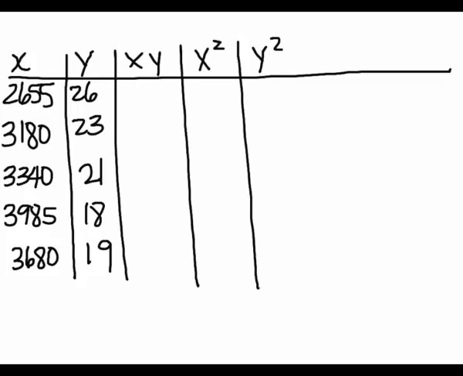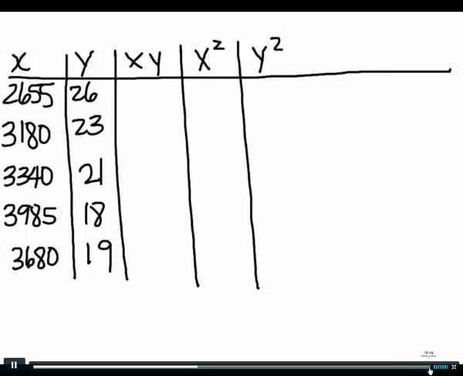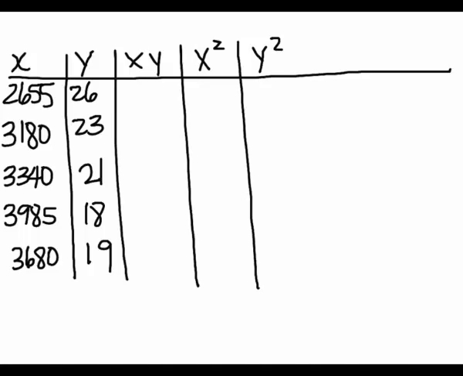The first thing you want to do is make three more columns: xy, x squared, y squared. I'm trying to make it as short as I can because I don't want it to take up a whole bunch of space. So this is still the weight of the cars, and this was the miles per gallon. I just made them smaller. So this xy is exactly what you think. I'm going to take this x value and multiply it by this y value and put the answer there. I get 69030. 3180 times 23, I get 73140. Go ahead and finish out the table.